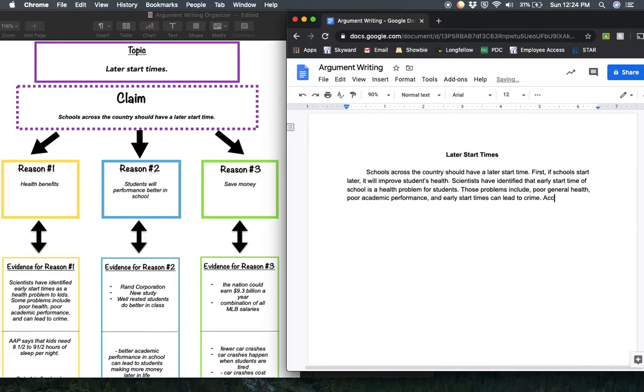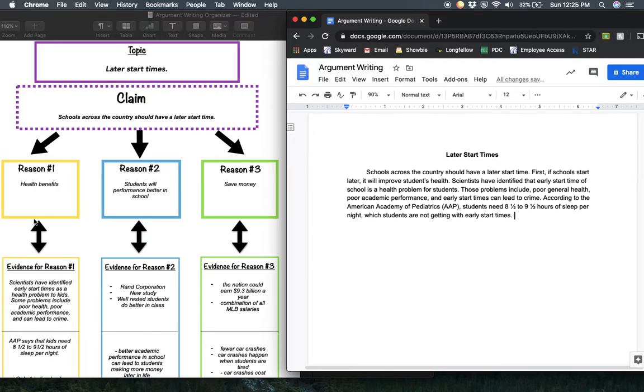Now, I need to get this AAP statistic in there. So, according to the American Academy of Pediatrics, the AAP, students need 8.5 to 9.5 hours of sleep per night, which students are not getting with early start times.